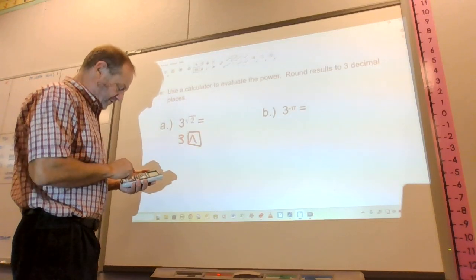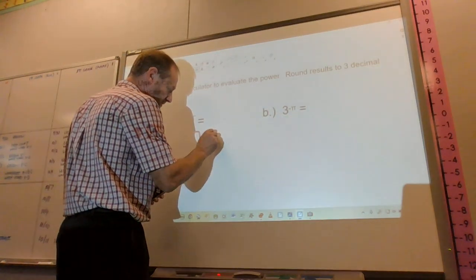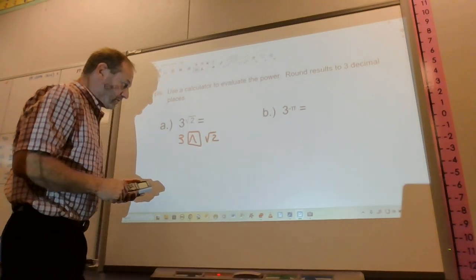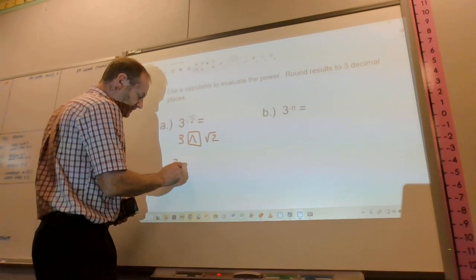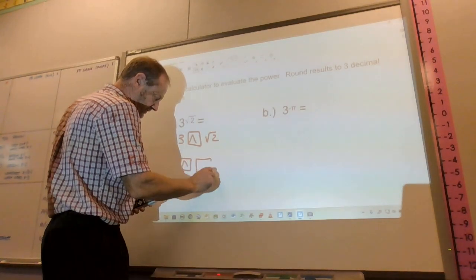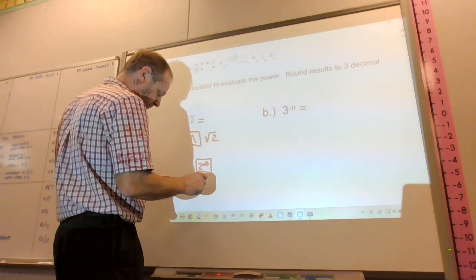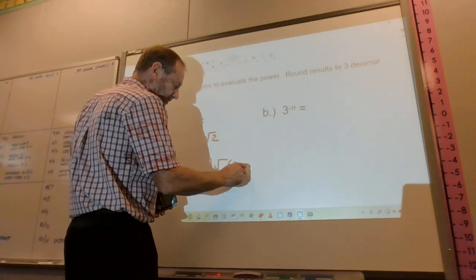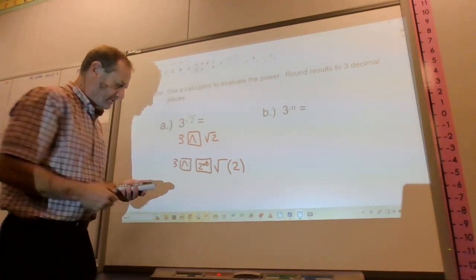And then we're going to go ahead and push the square root key. So second square root. And we're going to go ahead and put a 2 in there. Now the older ones, they open up a parenthesis, so it looks like this. Push your second key, and then you push square root, and then it opens up a parenthesis like this, and you put in 2, and then you close the parenthesis. Okay, the newer ones, you don't have to do the parentheses.